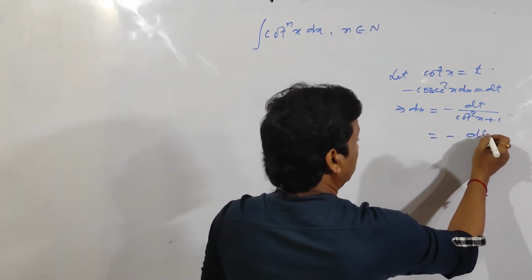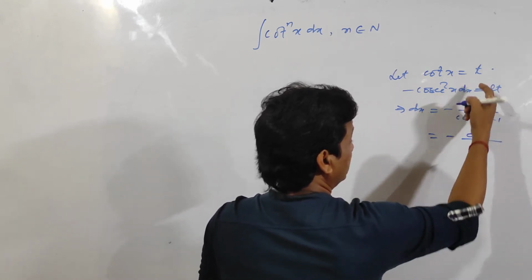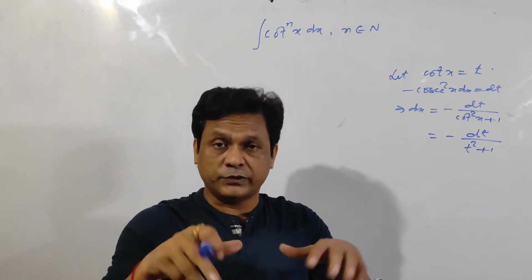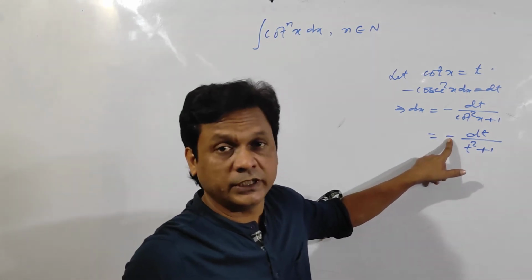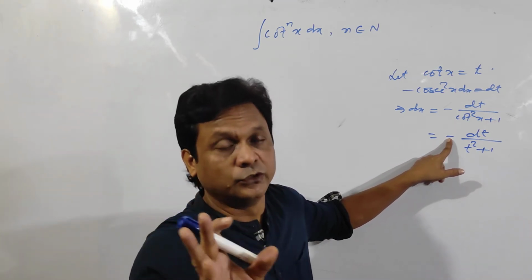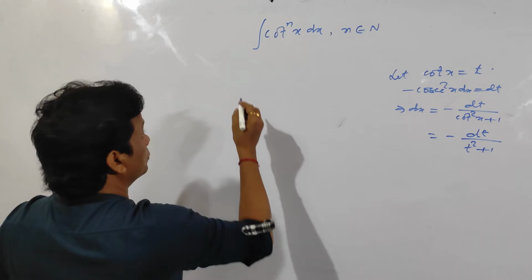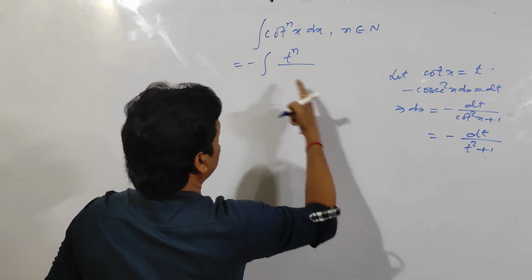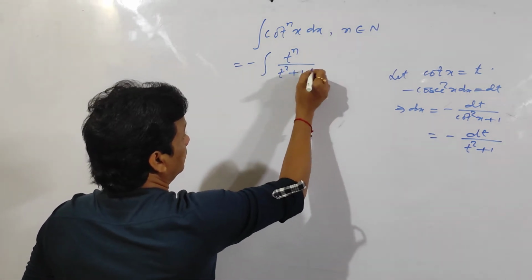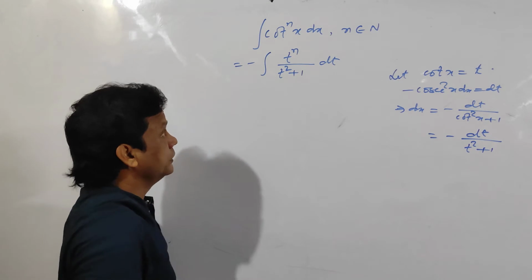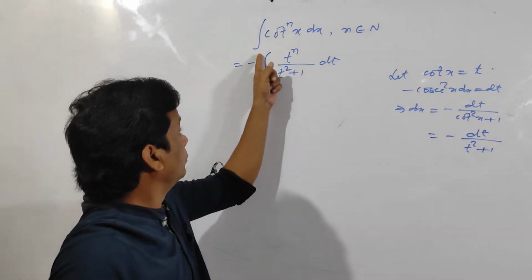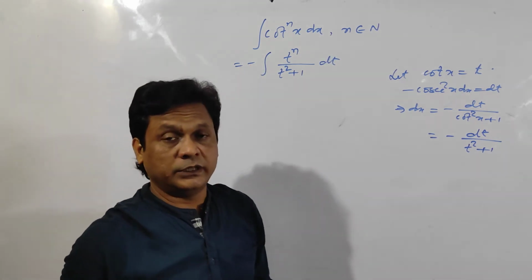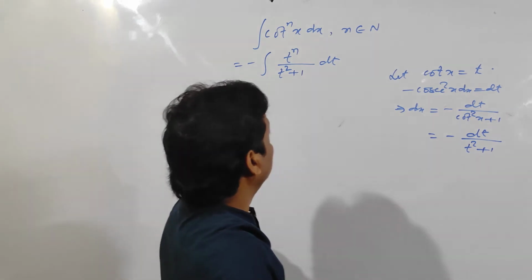And minus dt by, cot x is t, so it is t squared plus 1. The difference is that in case of tan x, in my previous video, it was positive here, but here it is negative, and nothing else is different. Only the sign will change. So it will become minus t to the power n by, what is the value of dx? dt by this one. So I have taken minus outside. So t squared plus 1 into dt. Clear? In case of tan, only this part was there. No negative sign was there. Here only the negative sign is there. Clear? So see here.